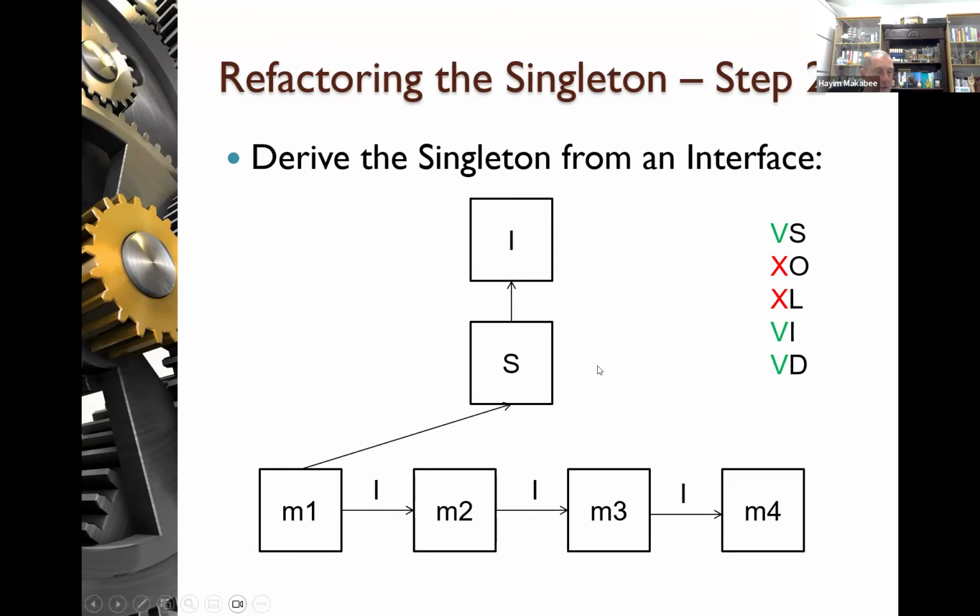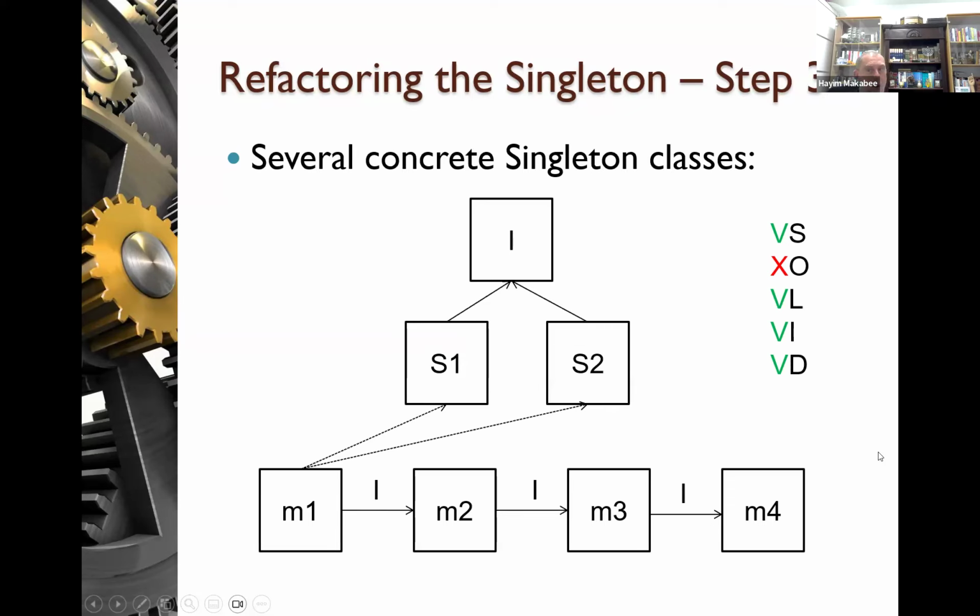Now, I create an interface for the singleton. I separate the interface from the singleton. So I fixed the interface segregation and the dependency injection. Instead of passing the singleton as a parameter, I pass the interface of the singleton as a parameter. You see the difference? I don't pass S, I pass I. Now I can have two different implementations of the singleton class.